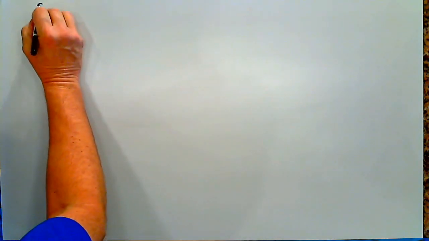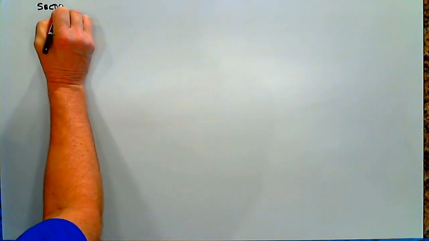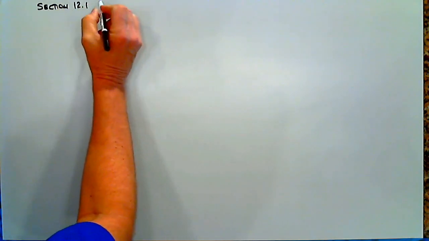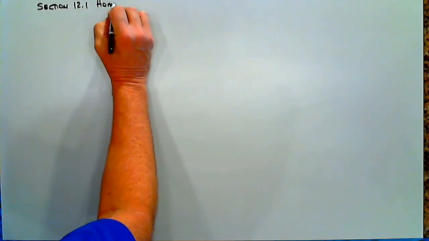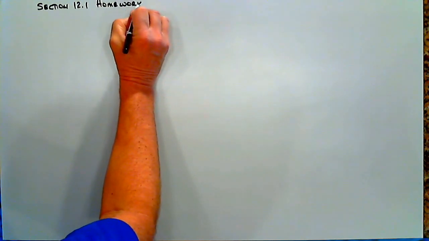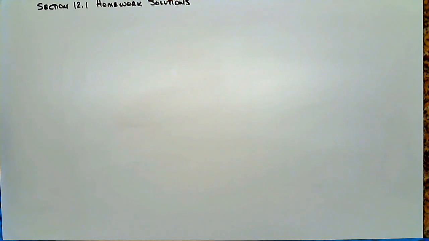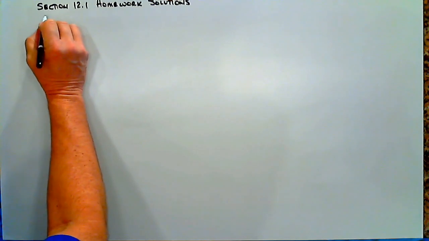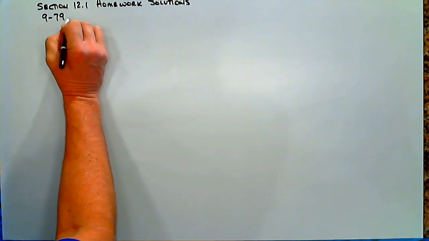Alright, in this video I'm going to answer questions on section 12.1. So this is section 12.1, homework solutions. I guess I'm not really going to answer questions. I'm going to work out just some of the problems, all right? Typically a homework assignment here is something along the lines of, 9 through 79 odd or something like that. So I'll work out a few problems.